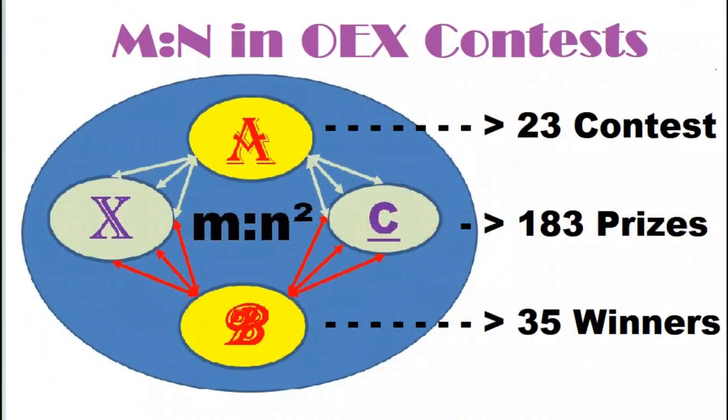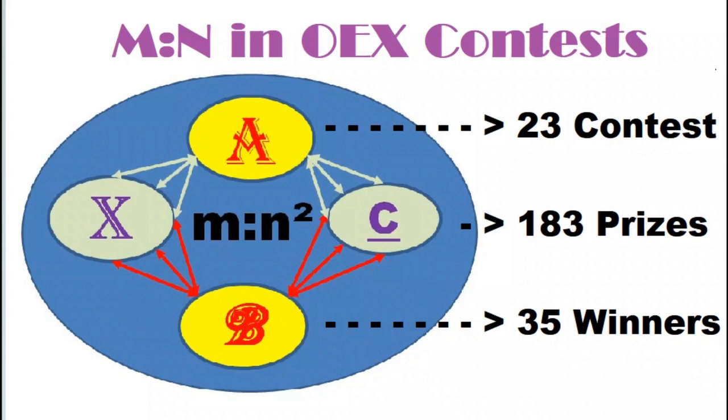The subject that I want to talk about today is end-to-end relationships based on the data I have collected in Open Exchange contests. Over the last 2 years, or a little bit more, we were running 23 contests. Number 24 is just in preparation and will later be added here. And over these 23 contests, we have seen 183 prizes distributed.